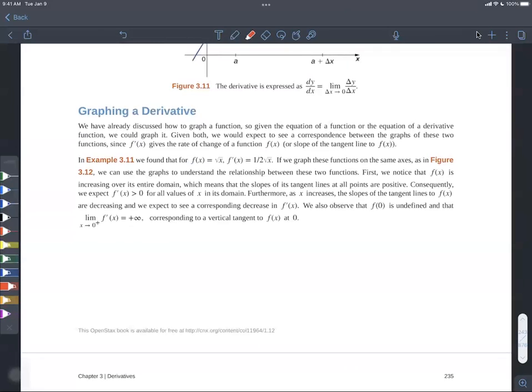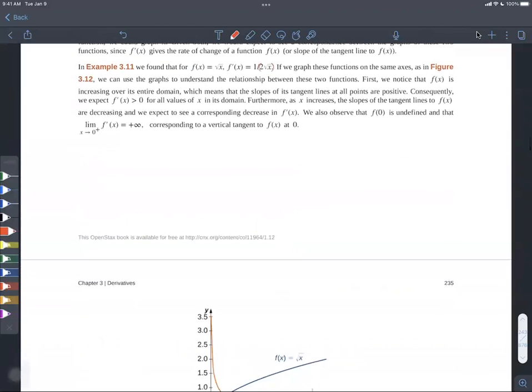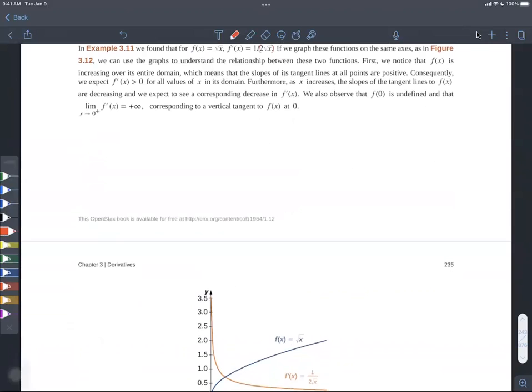We'll continue reading. In example 3.11, we found that for f of x equals the square root of x, f prime of x equals 1 over 2 times the square root of x. This should have parentheses. If we graph these two functions on the same axes as in figure 3.12, we can use the graphs to understand the relationship between these two functions.